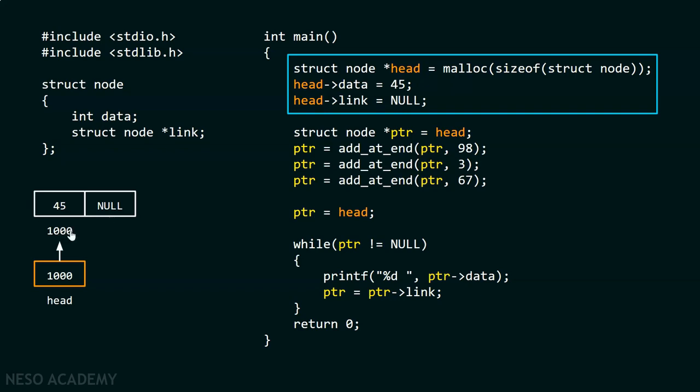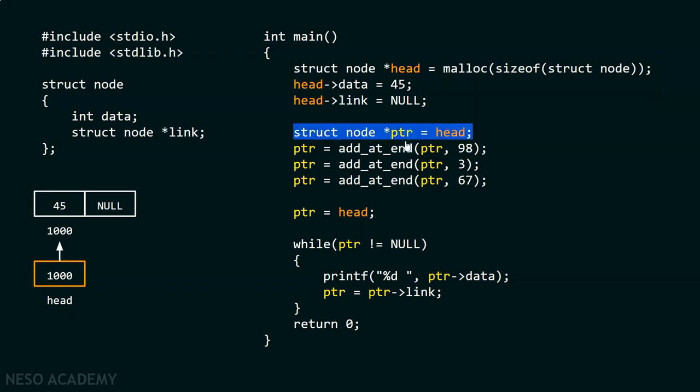And I'm assuming that the address of this node is 1000. So head contains this address 1000. After this we have this PTR which contains this address 1000, right? This means that PTR is pointing to the first node of the list. Now we are calling this add at end function, and here we are passing PTR as well as this data 98, because we want to create a new node and we want to add this node at the end of this list which contains just one node right now, right?